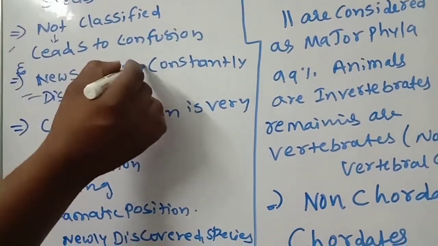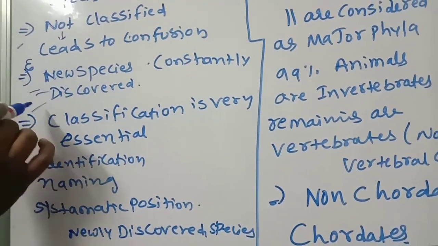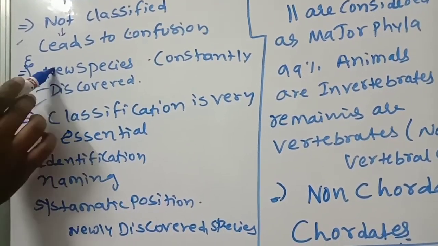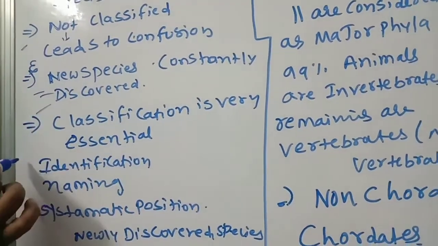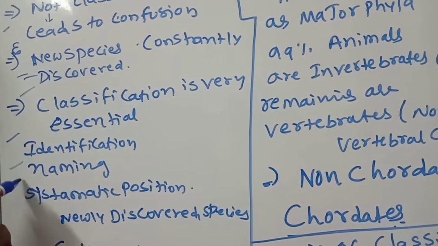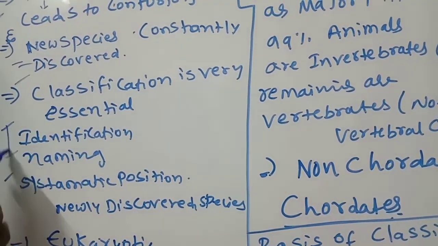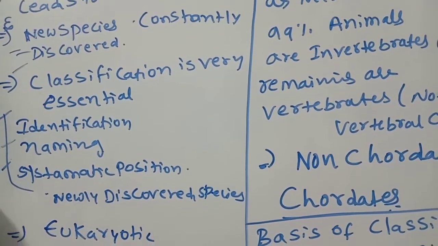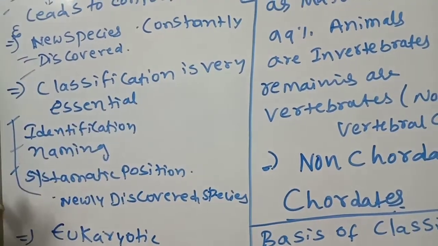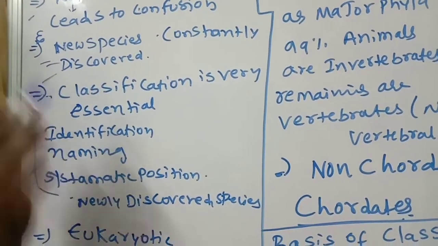So constantly new species are being discovered, so classification of new species is very essential. Where should I keep this new species? Identification of new species, naming of new species, and keeping a systematic position in the classification. All this is difficult for newly discovered species if classification is not done properly. So that's why classification is very, very essential.